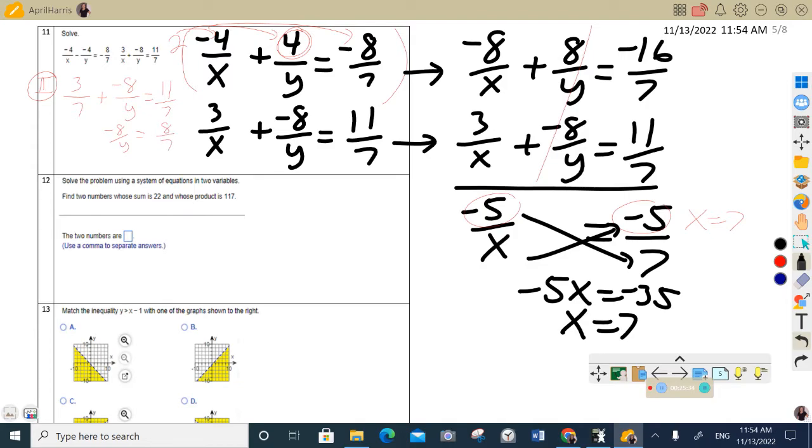And I'm going to cross multiply. So y times 8 is 8y. Negative 8 times 7 is negative 56. And when you divide both sides by 8, you get y equals negative 7. So my ordered pair there is going to be 7, comma, negative 7.